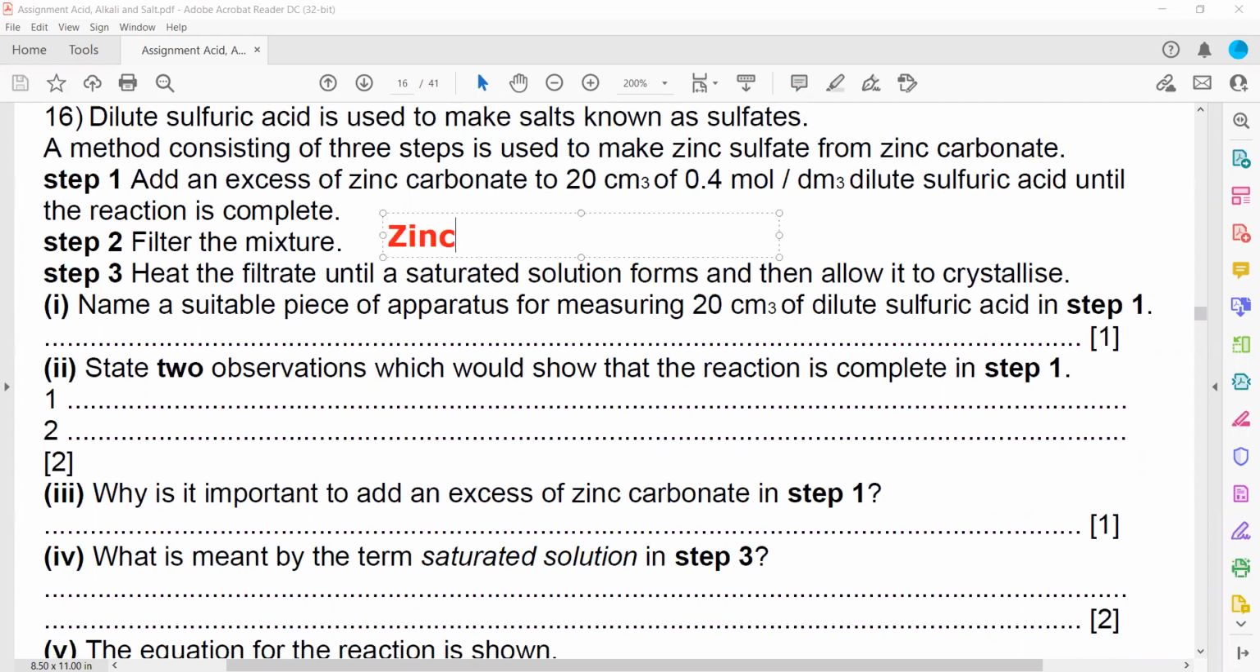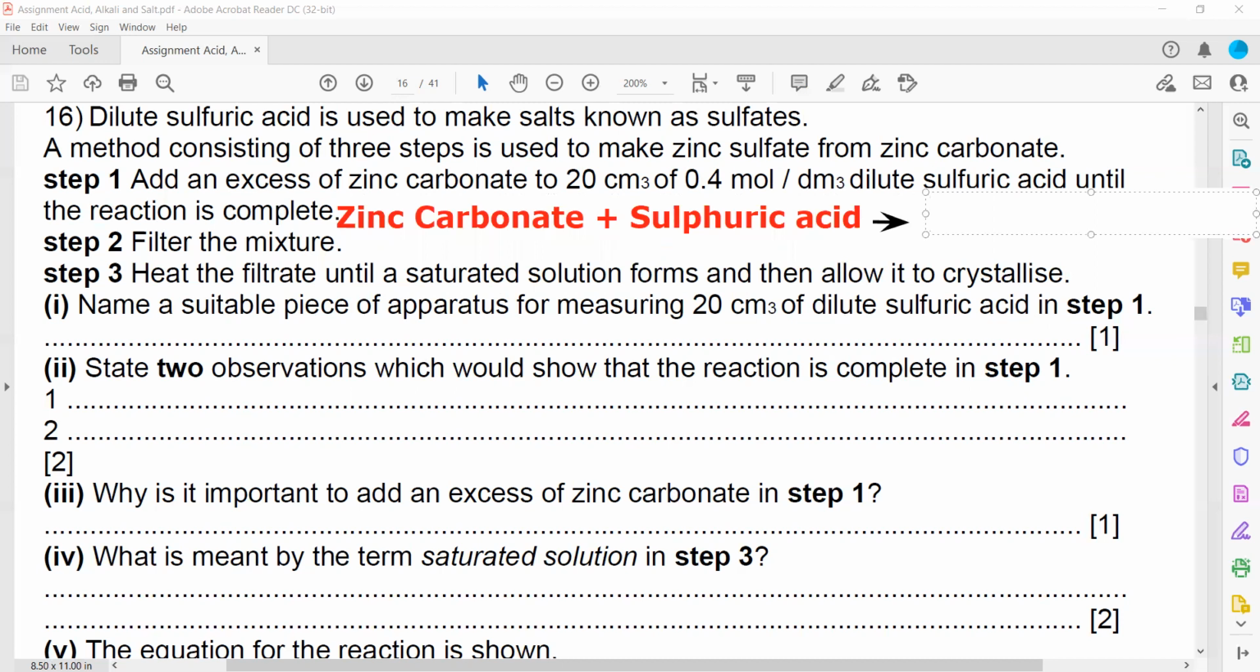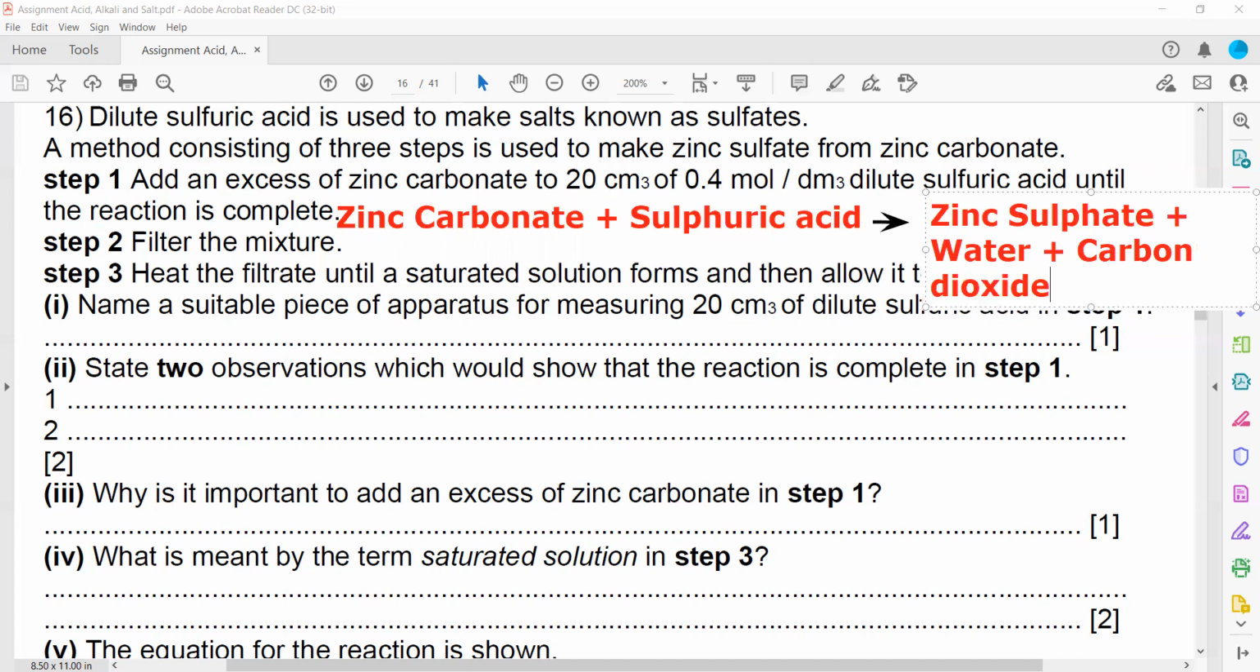Originally we have zinc carbonate, a metal carbonate salt. We add sulfuric acid, and as a result it will produce zinc sulfate plus water plus carbon dioxide. So these are the products which are formed when zinc carbonate reacts with sulfuric acid: salt, water, and carbon dioxide.